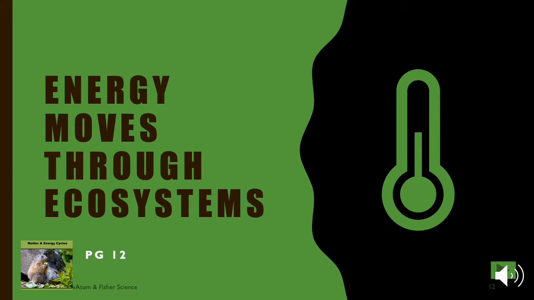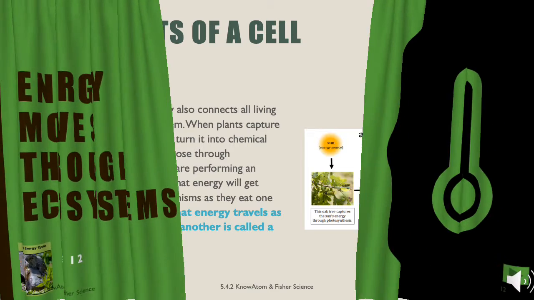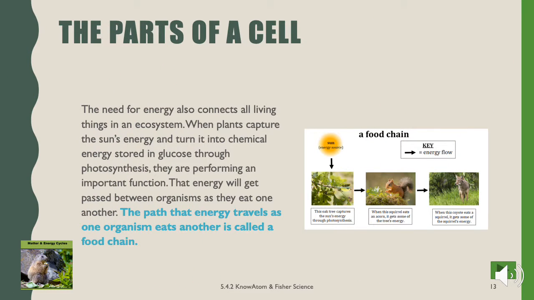Energy moves through ecosystems. The need for energy also connects all living things in an ecosystem. When plants capture the sun's energy and turn it into chemical energy stored in glucose through photosynthesis, they are performing an important function. That energy will get passed between organisms as they eat one another. The path that energy travels as one organism eats another is called a food chain.